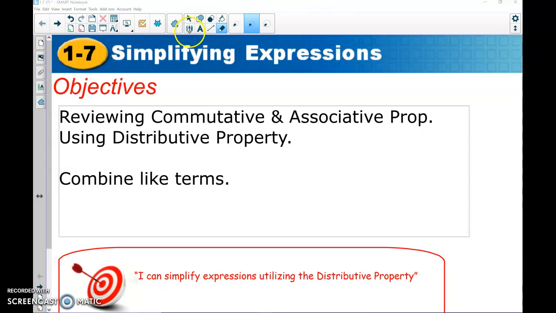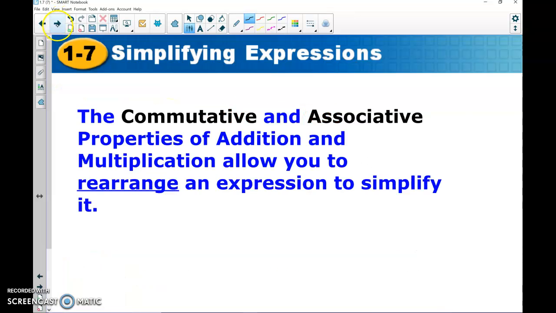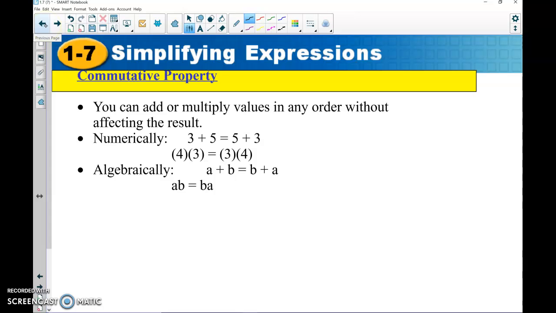Molo for this lesson on reviewing commutative, associative, and distributive property. We might get into some combining like terms depending on how much time we have, or we might save that for another video. So like I said, we're going to at least go over the three properties in this video: commutative, associative, and distributive.